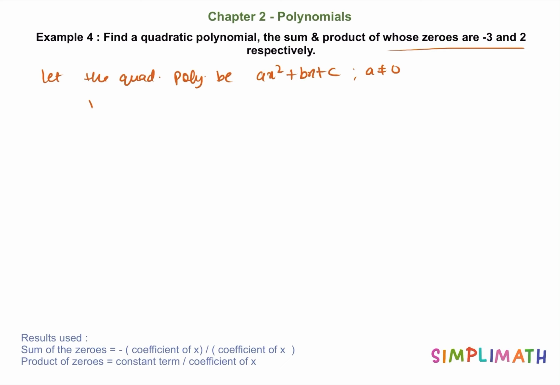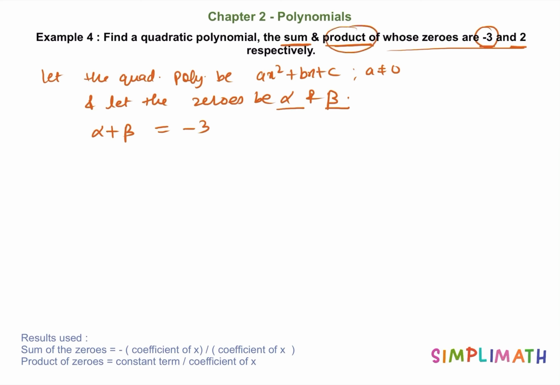Okay, and let the zeros be alpha and beta. So now we are given in the question that the sum and the product of the zeros are -3 and 2. Okay, so if alpha and beta are the zeros, then the sum of the zeros is alpha plus beta, and we are given that the sum is -3, and we are given that the product of alpha into beta is 2. Okay, so we can say that -3 can be written as -3 upon 1, and 2 can be written as 2 upon 1.